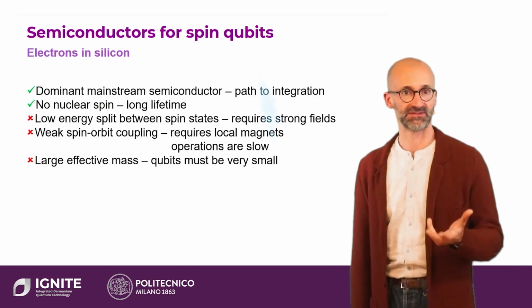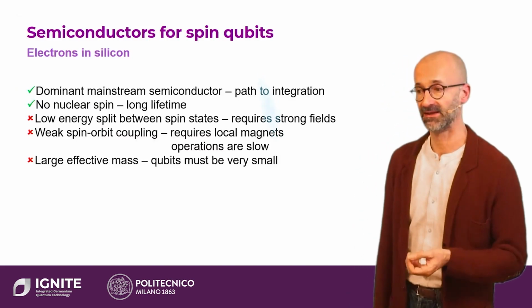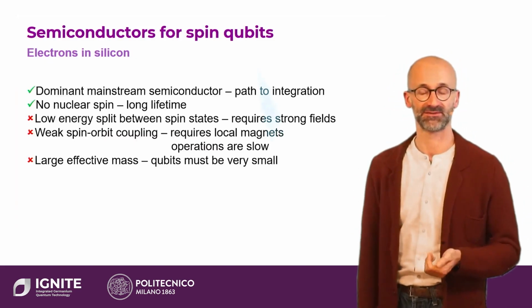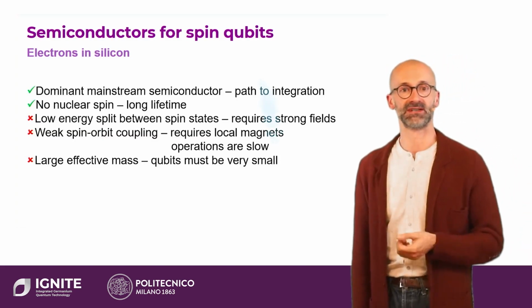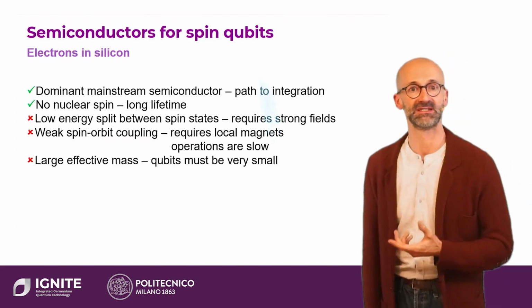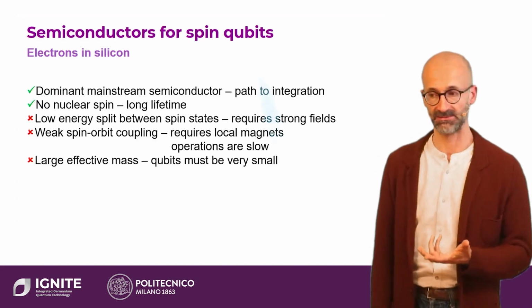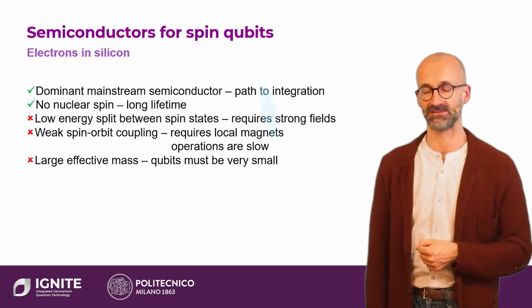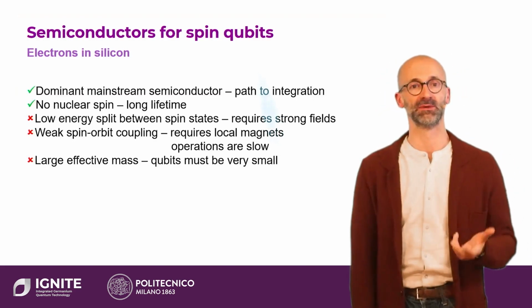The use of electrons in silicon, however, while it has the advantage that there's no nuclear spin in silicon, so the lifetime for spins of electrons in silicon is very long, unfortunately, it's not a natural material in which to perform these kinds of operations. The energy splitting between spin states is actually relatively low, so a strong magnetic field needs to be applied in order to create some splitting in energy between the spin states. The spin-orbit coupling is relatively weak.